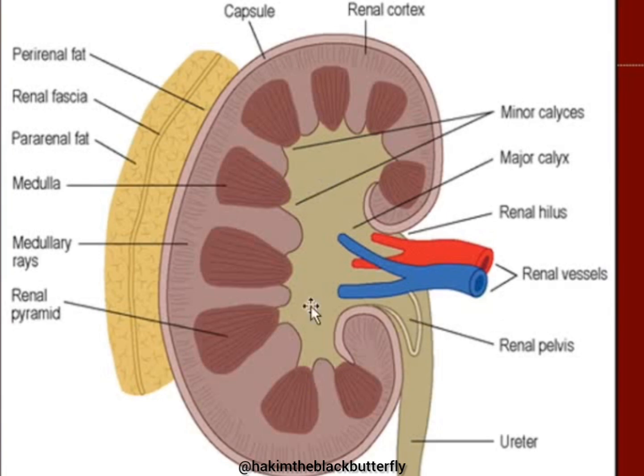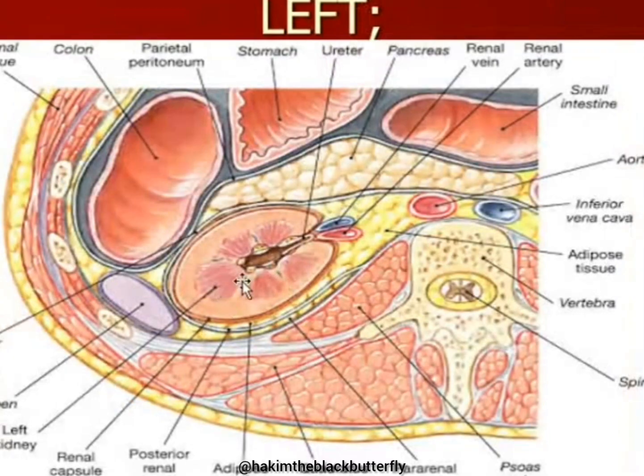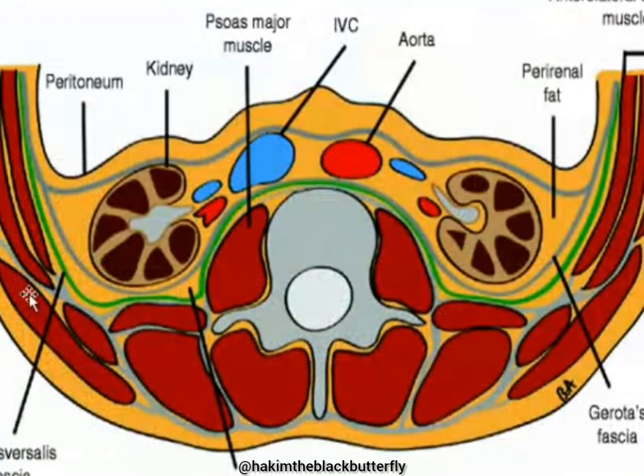This is a kidney in sagittal section, and here you can see the kidney in transverse section. Here you see a transverse section of the abdomen. You can see a kidney on this side, which is the left kidney, and a kidney on this side, which is the right kidney, in transverse section.